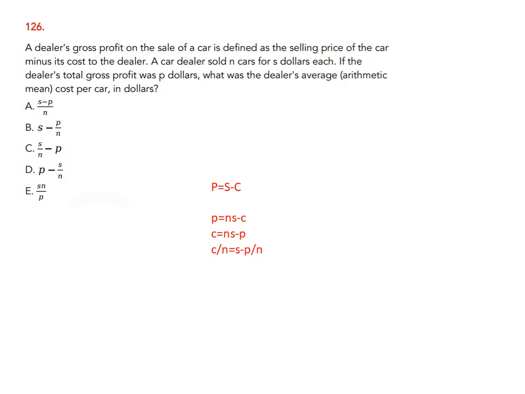That is the cost. And we need to find out the average cost per car. So divide the equation by N, that is per car. So C by N equals NS divided by N. So N in the numerator and denominator is crossed out. So we get S minus P divided by N. So our answer will be option B, S minus P by N. Let us move to the next question.